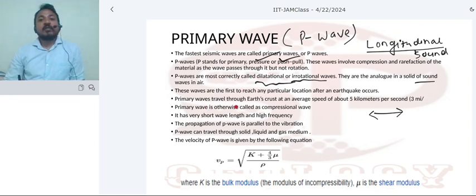So the primary wave can travel through all media. It can travel through solid, liquid, gas. It has a very short wavelength and high frequency. The P wave is called your primary wave or compressional wave.